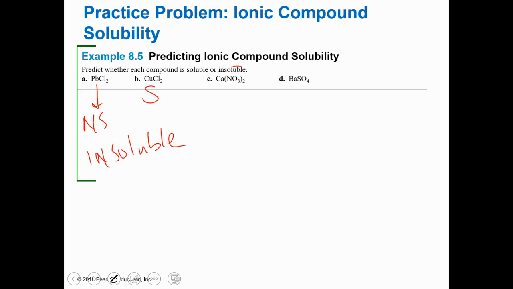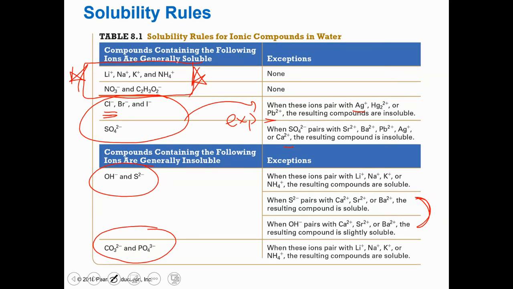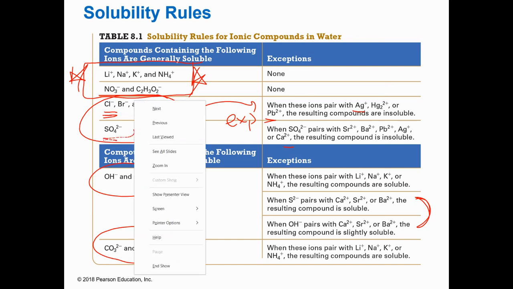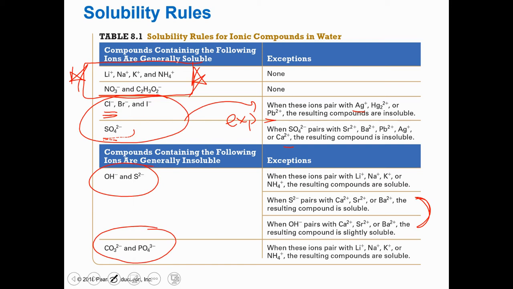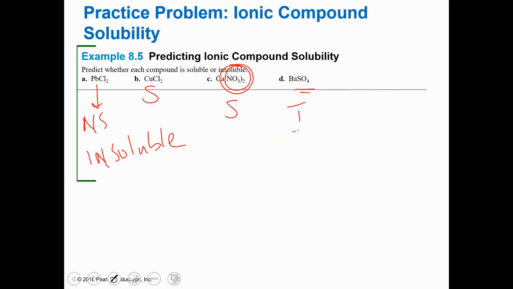Calcium nitrate. Nitrates are always soluble. It's in that first group. Then we have barium sulfate. All right, there's something about sulfates, so let's go back. Here we go with our sulfate. Sulfates are generally soluble. Is barium an exception? It is. So then this is insoluble. All right, so you just have to be able to use the rules. If you can use the rules, you're in good shape.